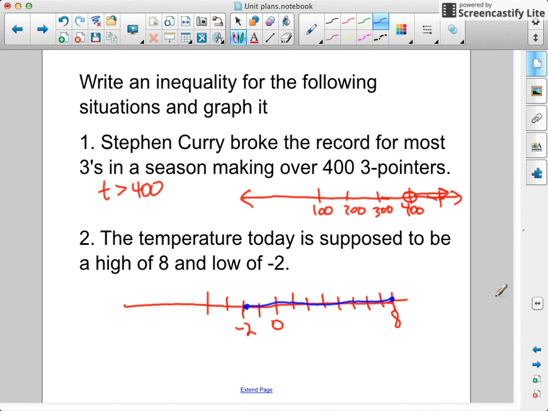Okay. Now my temperature, if I were to write an inequality for it, has to be greater than or equal to negative 2, but less than or equal to 8. That's the range of my temperatures. So I can put the variable in the middle and put values on the outside of that.